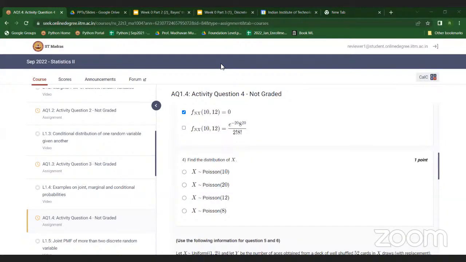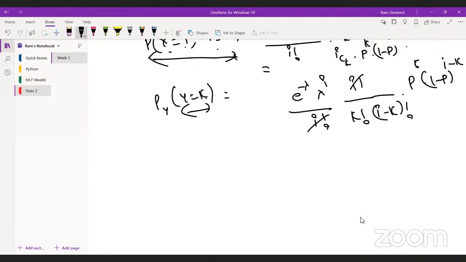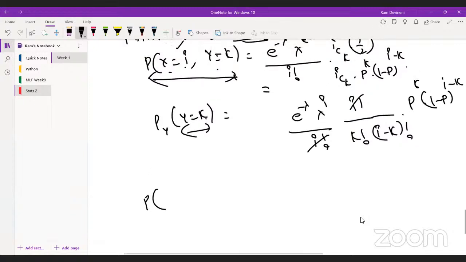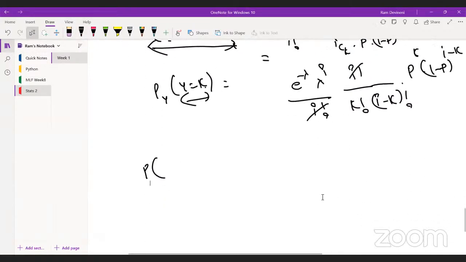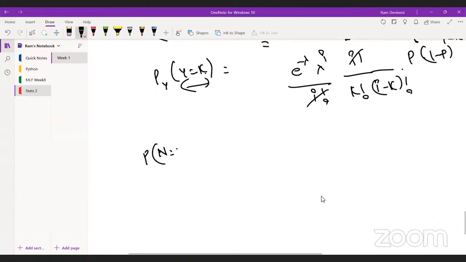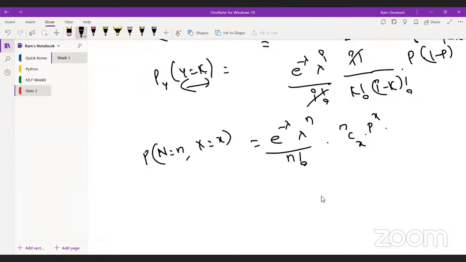Okay, the fourth question. When they're asking for the distribution of X, that says we need to find the marginal value. So instead of using this X and Y, now I will use the same value N and X. So N equals small n, capital X equals small x. This is a joint one. So it's going to be e power minus lambda into lambda power n divided by n factorial into nCx into p power x multiplied by (1 minus p) power n minus x, right? This is a joint probability.